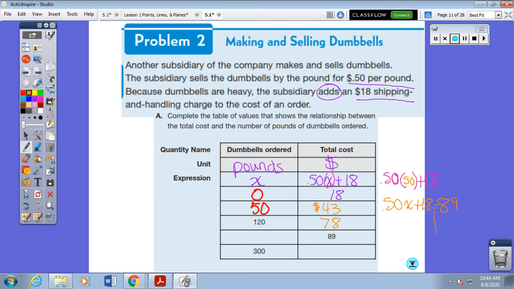So now I have to solve. Subtract 18 from both sides, 50 cents times X is equal to 71. Divide both sides by 50 cents. X is going to equal 142 pounds. And then if I plug in 300, it'll be $168. Okay, so you're going to have some homework examples like that. They're just tables where they're giving you the X and you find Y.